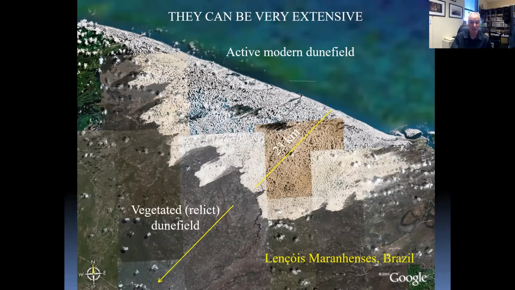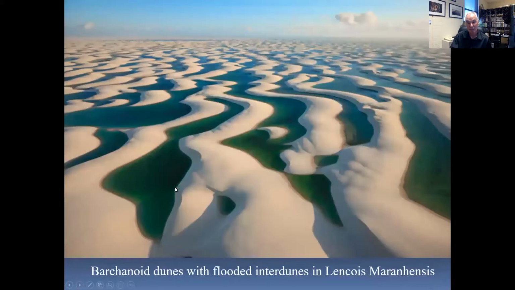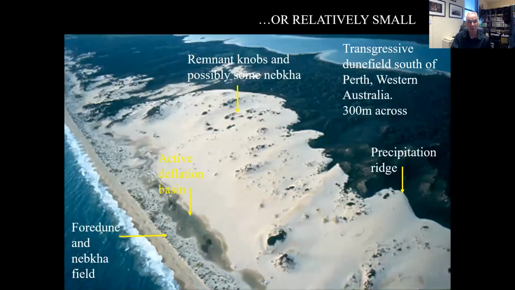For example, one of the largest in the world, one of the few you can see from space, is Lençóis Maranhenses in northern Brazil, an active dunefield 23 kilometers across, and the vegetated relic dunefields extend for about another 100 kilometers. So they can be absolutely massive. Here's a look at the middle of the flooded interdunes and barchanoid transverse dunes in Lençóis, for example. But they can be relatively small too.